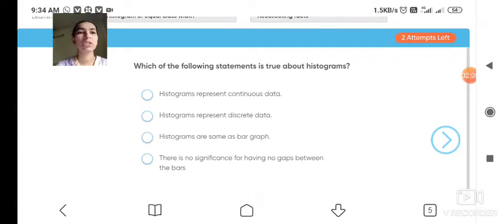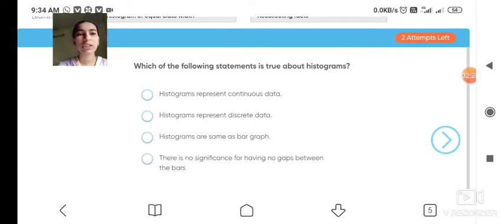Which of the following statements is true about histogram? Now we have to select our answer from these four options. First option is histograms represent continuous data. Second is histograms represent discrete data. Third is histograms are same as bar graph. Last one, there is no significance for having no gaps between the bars.